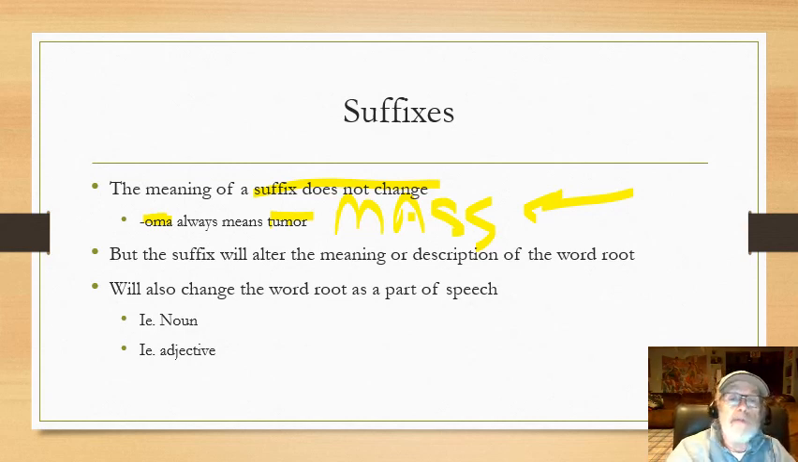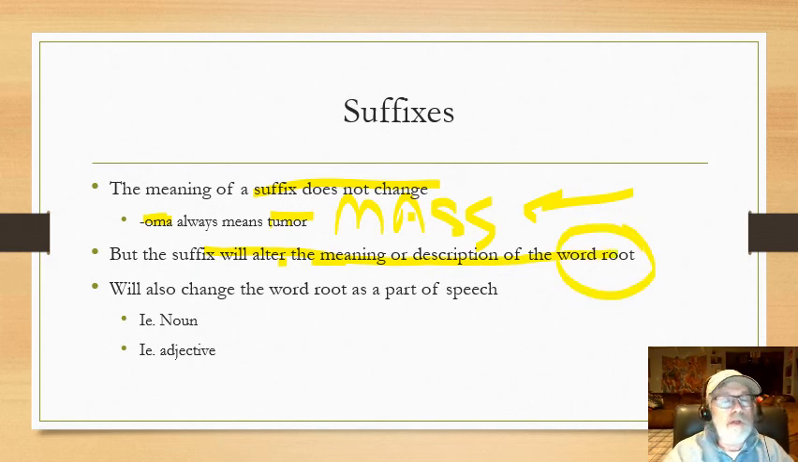But because that suffix does have a specific meaning, the suffix will alter the meaning of the description of the word root. Again, the word root gives me a general domain in which that term is going to be, but the suffix, which I need to finish it off, gives that word a much more specific definition, okay? It will also change the word root as a part of speech.